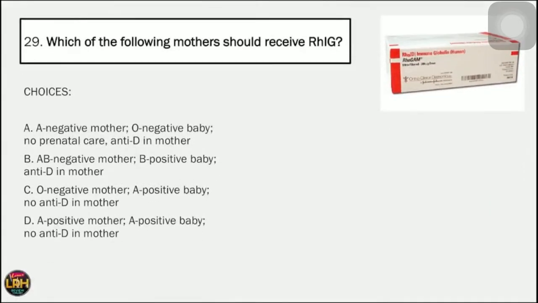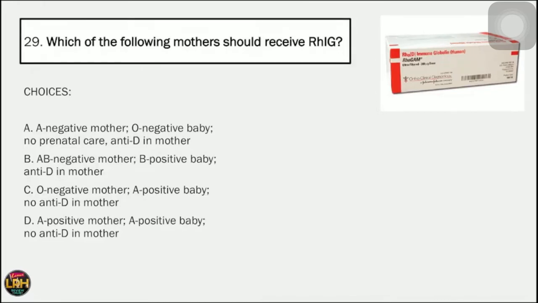For number 29, which of the following mothers should receive RHIG, or we call as your Rh immune globulin? Choices are letter A, A negative mother with an O-negative baby, no prenatal care, anti-D is present in the mother.